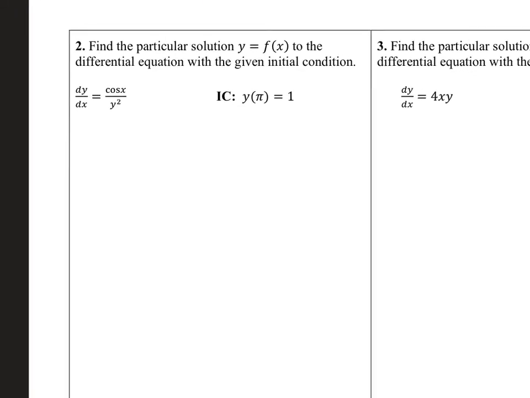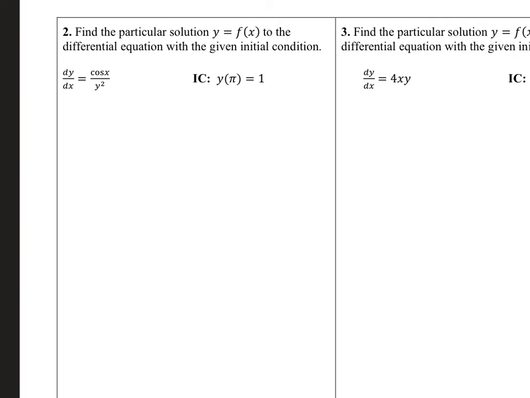Ooh, everybody's favorite, a trig function. All right, in example number 2, I have dy dx equals cosine x over y squared. So start off by multiplying both sides by dx. And then I take a look at that, and I see that y squared is out of place, so I'm going to multiply both sides by y squared. I've achieved my separation.